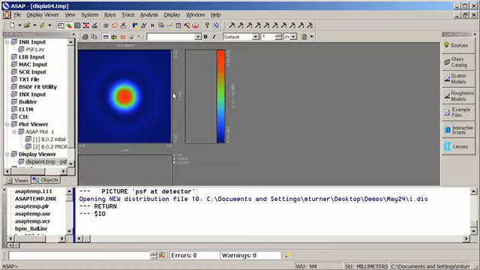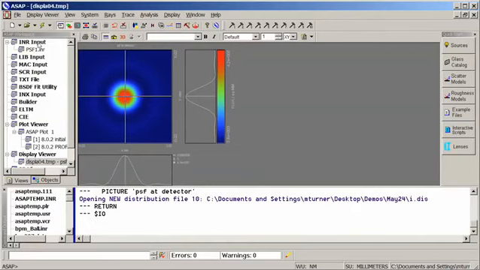What we see here is the point spread function for this particular optical system. And we can move our crosshairs to any location, and you'll see the graphs on the right and below update to indicate the data about the current position of the cursor, including the value as well as the positional information.